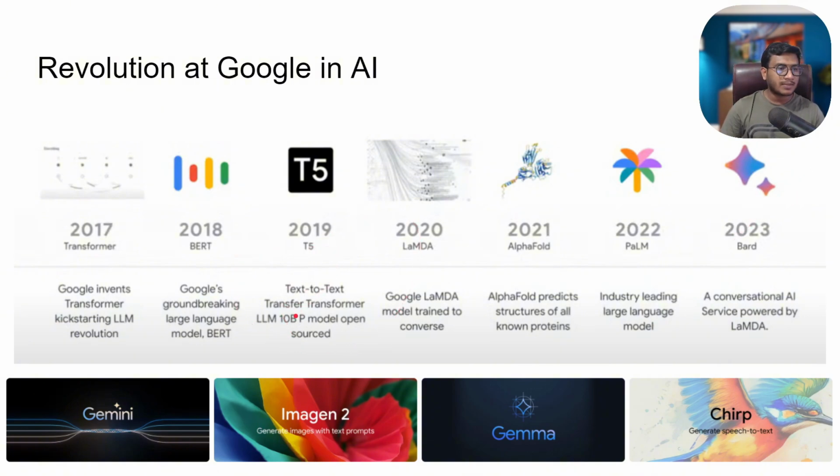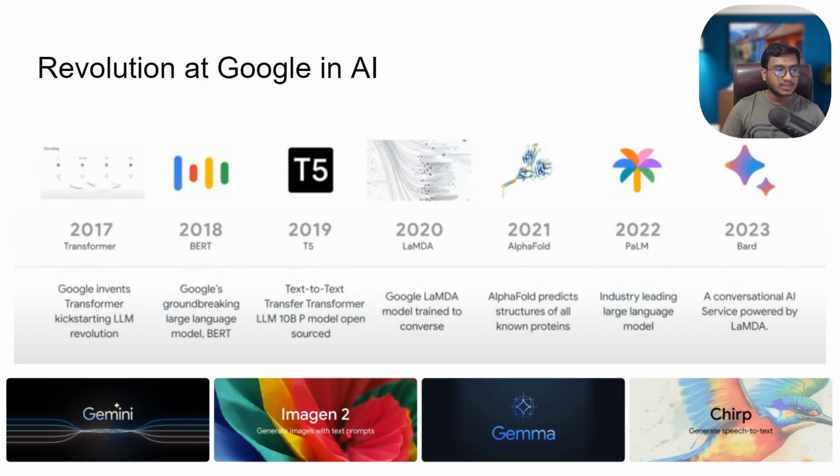And you can see the model summary, like what tasks these models can perform. As you can see, T5 can perform text-to-text generation. It's a transfer learning model. It has 10 billion parameters and it's an open source model. Then the Google LaMDA model, which was trained to converse. Then AlphaFold predicts structure for all known proteins. Then PaLM, the industry leading large language model. They introduced something called conversational AI, the service powered by LaMDA. Then in 2024, from Google Research, we have Gemini.